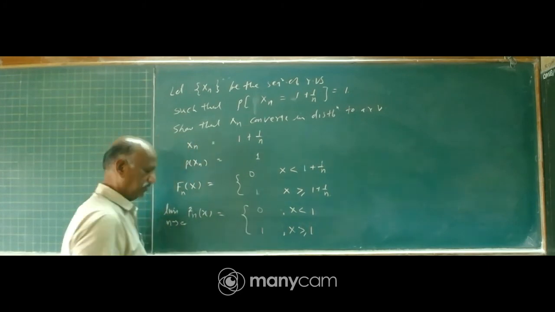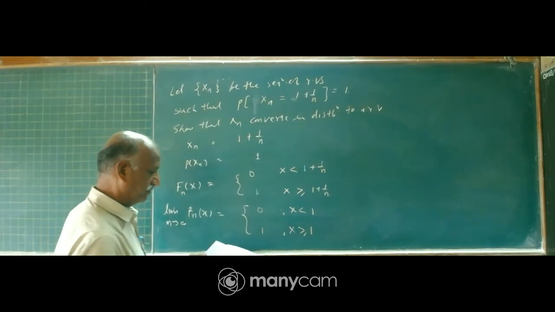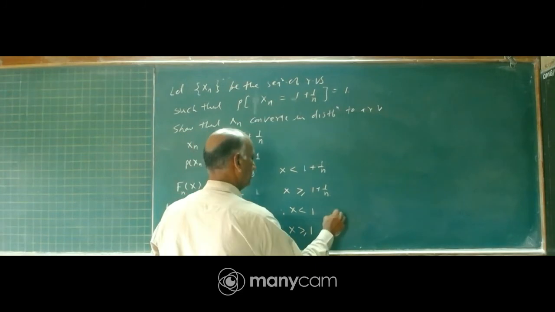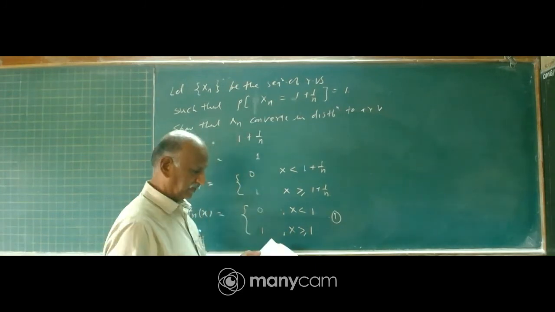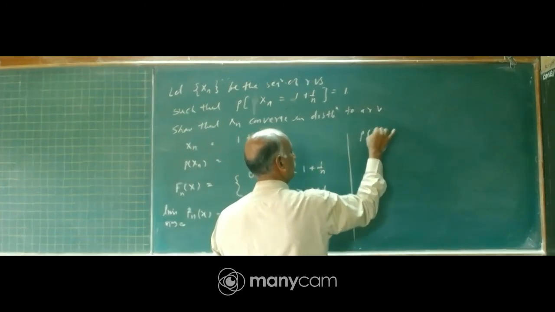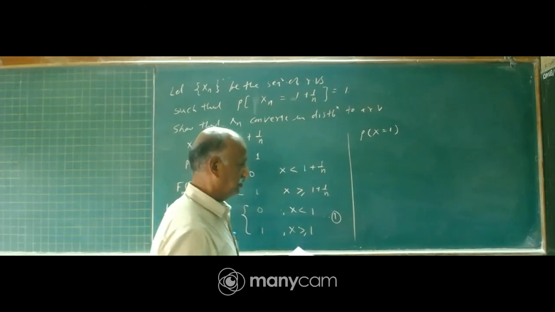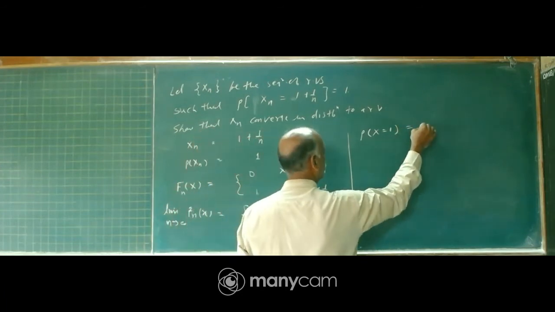हे डिस्ट्रीब्युशन फंक्शन झालं. आता आपण दुसरं डिस्ट्रीब्युशन घेऊया. प्लॉट दॅट x इज इक्वल टू 1. हे डिस्ट्रीब्युशन घेतलं, x इज इक्वल टू 1, त्याची प्लॉट 1 घेतली.